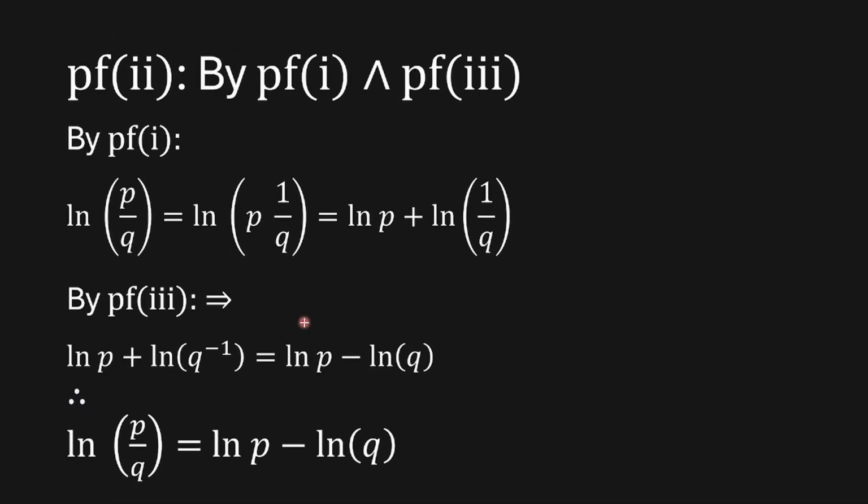Alright, now proof 2, by proof 1 and proof 3. So ln of p over q is equal to ln of p times 1 over q. Right, we're just separating these. Okay, and by proof 1, we can separate them by summation. Right, the first logarithmic law is by proof 1. Now by proof 3, let's first rewrite 1 over q as q to the negative 1 power, and we can bring the negative 1 down from the exponent. Therefore, ln of p over q is equal to ln p minus ln q. So we did proof 2 by proof 1 and proof 3.